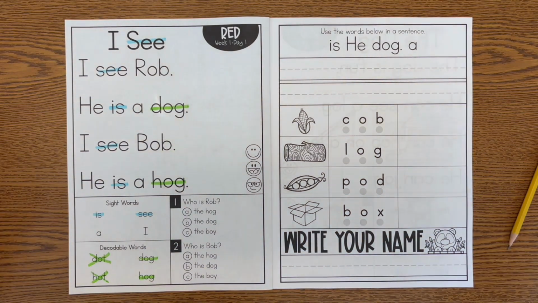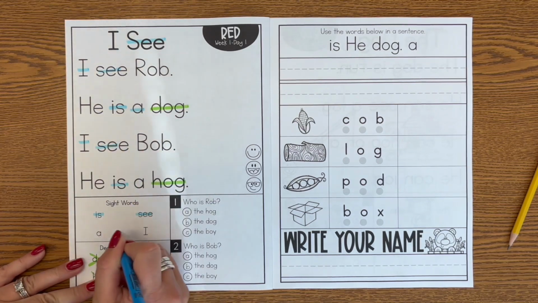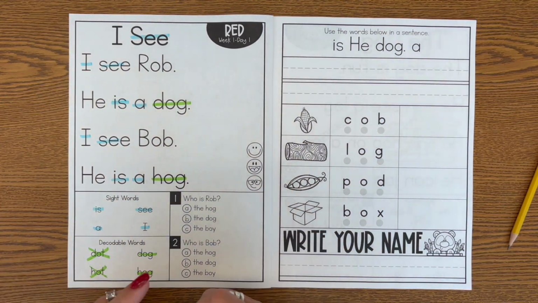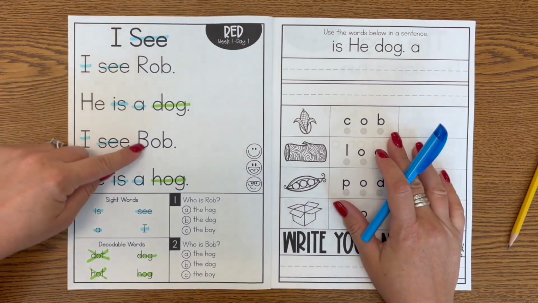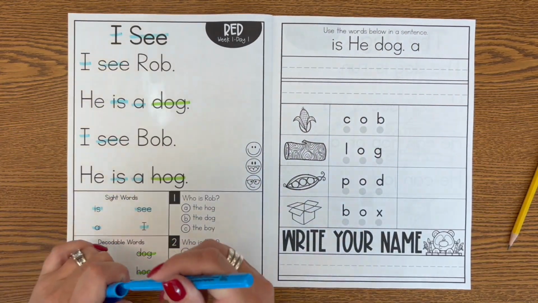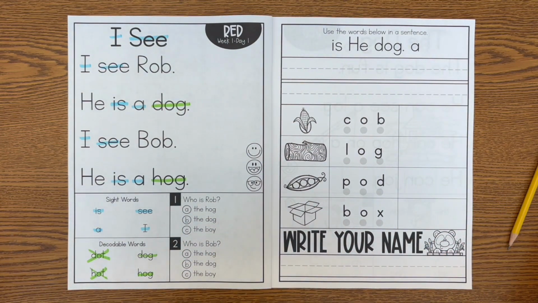And I should have really highlighted these just so that you could see the majority of this story is either decodable, because Rob and Bob would also be decodable words, or they would be high frequency words that we are already working on and practicing.